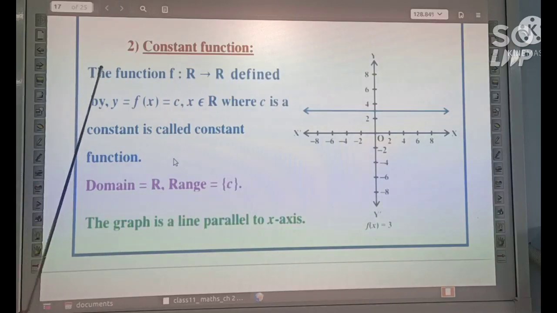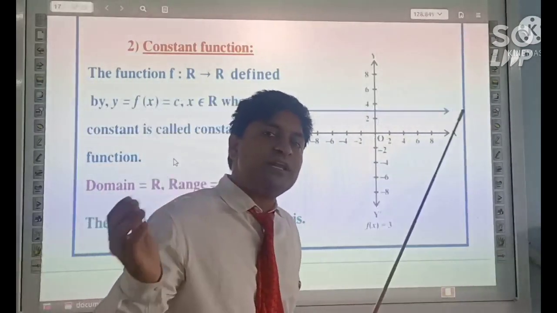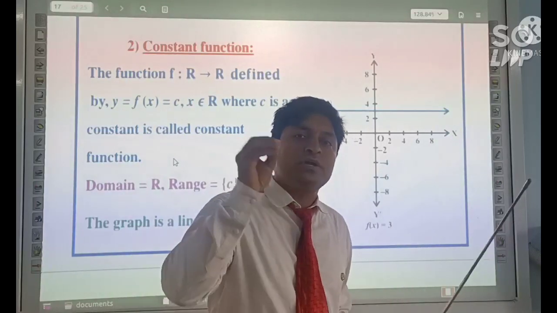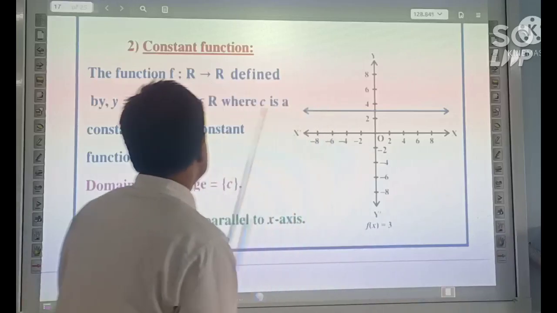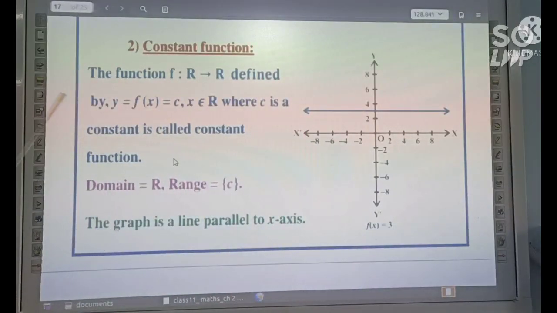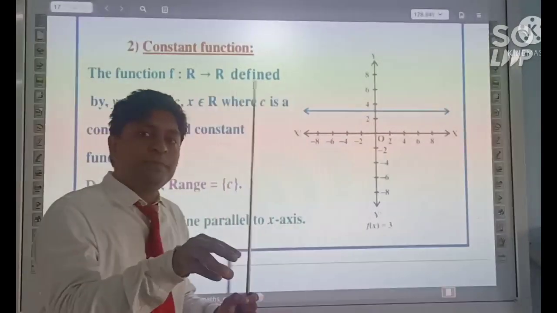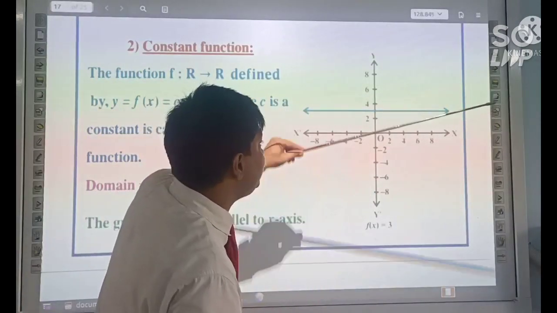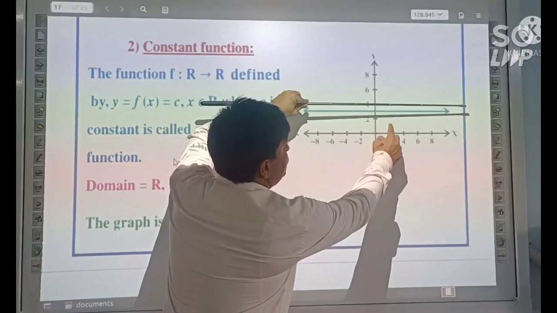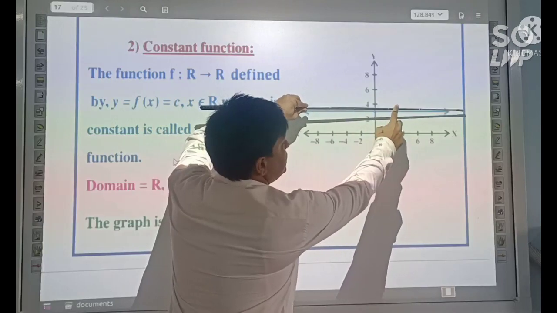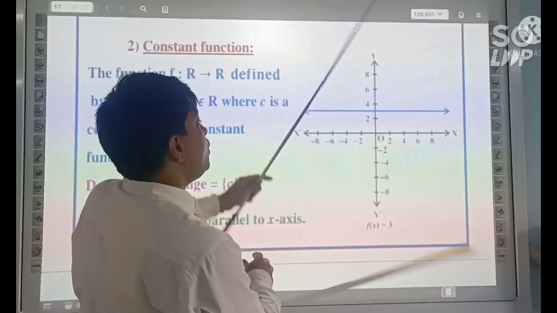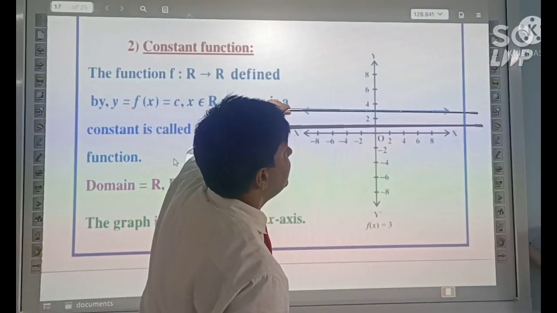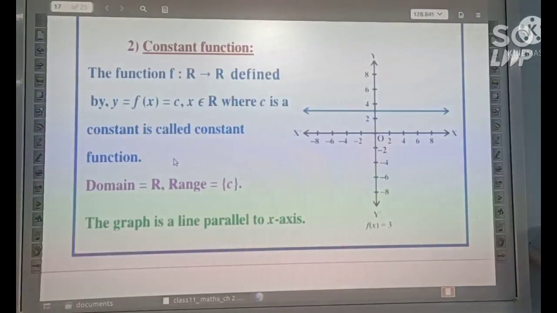What is the domain? When we put in all the values of x, real numbers, 1, 2, 3, 4, 5, 6, 7, all these values are called the domain. So domain equal to R. But when we put in real numbers, we find a constant value. If we put 2, we find the same value. 4, we find the same value. 6, we find the same value. So we can say that for all the values we find a constant value. So this is the constant function.